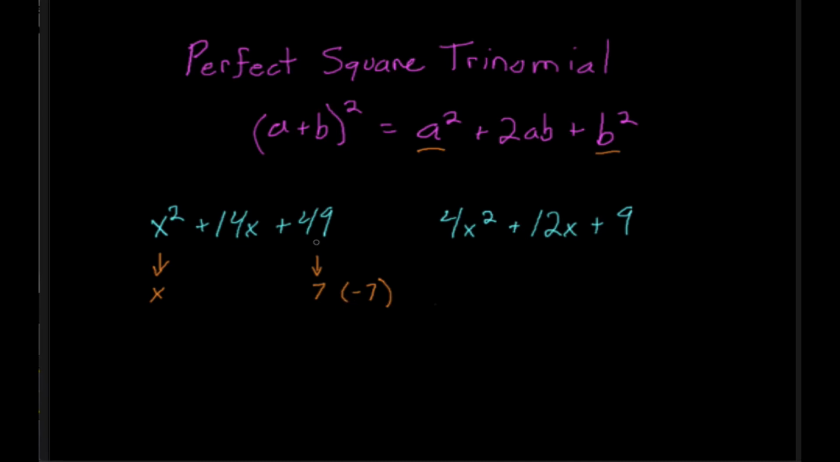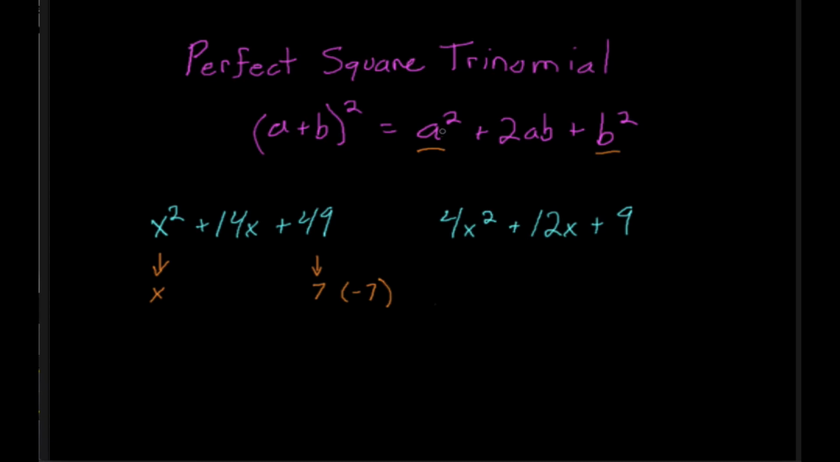And I'll give you an example of why you'd need to consider that in just a second. But so the square root of 49 is 7 or negative 7. So now we found our a and our b. It's either x and 7 or x and negative 7. So let's use 7 and see if we can rewrite this trinomial using the values of a and b, or x and 7, in this form.